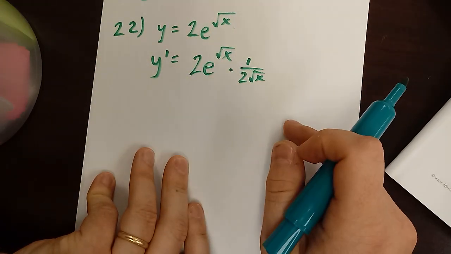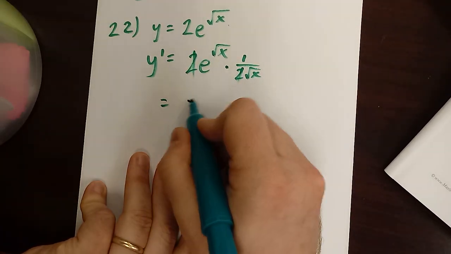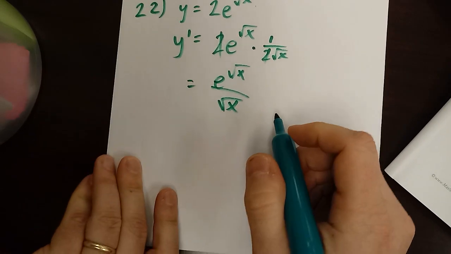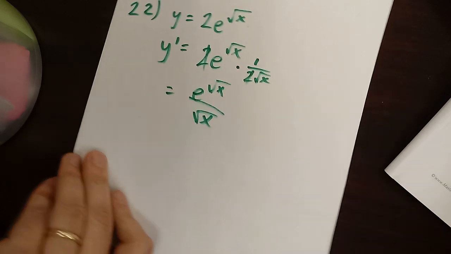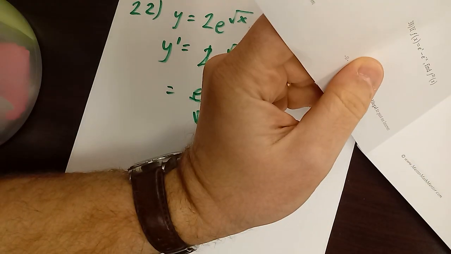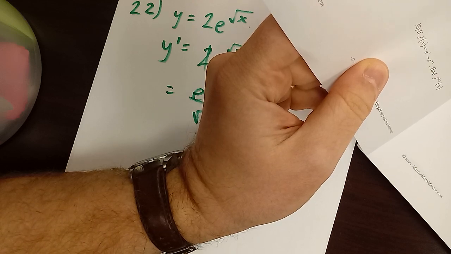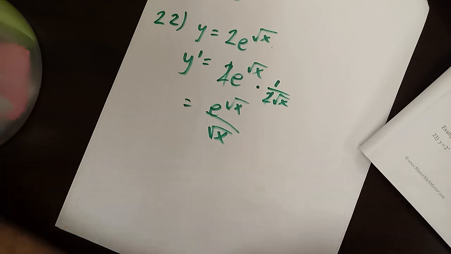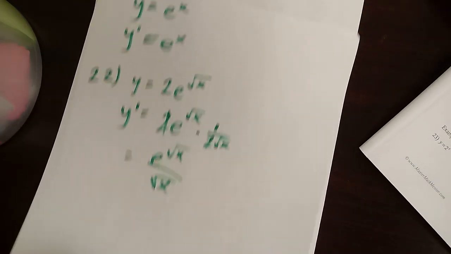So this is a really, really gross way to write this. Instead, I would write this as, the 2's cancel, e to root x over root x. So let's see, 23. Sorry. So my pause right now is I didn't realize that he does these derivatives right now. That's fine.